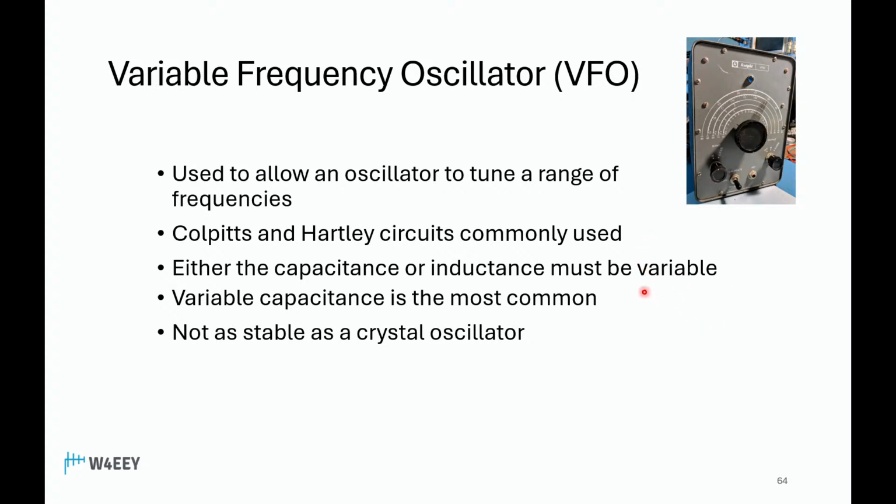So either capacitance or inductance had to be variable. Capacitance is most common, and certainly not as stable as a crystal oscillator. They drift with temperature, and it was hard to have this accurately calibrated. But that was a wonderful thing when you could change your frequency.